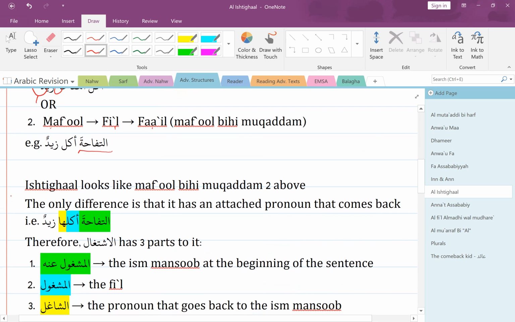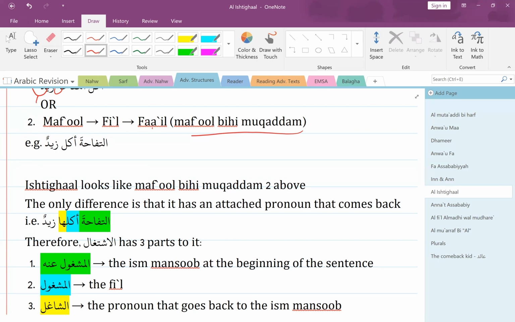Now, الاشتغال looks a lot like this second type of تقديم, of مفعول به مقدم. It looks a lot like this structure, where you have an ism. We said اشتغال is where you have an ism, then a فعل, then a pronoun that goes back to it. Here the only difference is there's no pronoun. If there was a pronoun attached to this فعل, أكلها, then we'd be talking about اشتغال. So the only difference between this مفعول به مقدم and الاشتغال, the concept we're learning today, is the pronoun. That's a very important detail you need to always remember, because if the pronoun is there, it's the concept of الاشتغال.